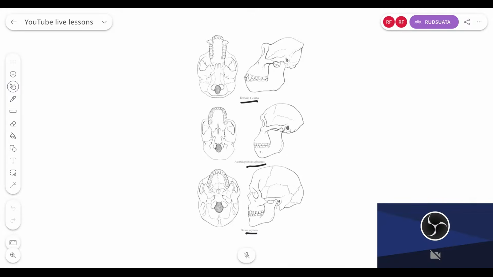Love it. Right. So these are three skulls. And maybe it goes blank when I change between screens. Don't worry, I won't be changing screens again. So these are some skulls. We have, as I was saying, a gorilla, an Australopithecine, and a Homo sapien.